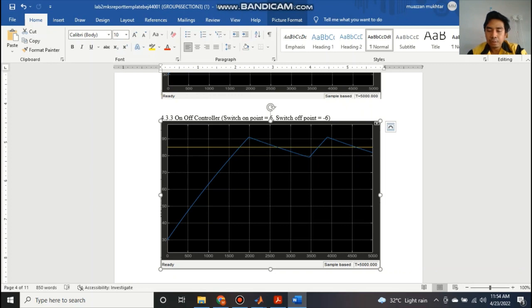Based on the result, regarding the effects of the neutral zone on on-off controller performance, the higher the range value of the switching on-off controller around the set point value, the higher the percentage overshoot based on the settling times.